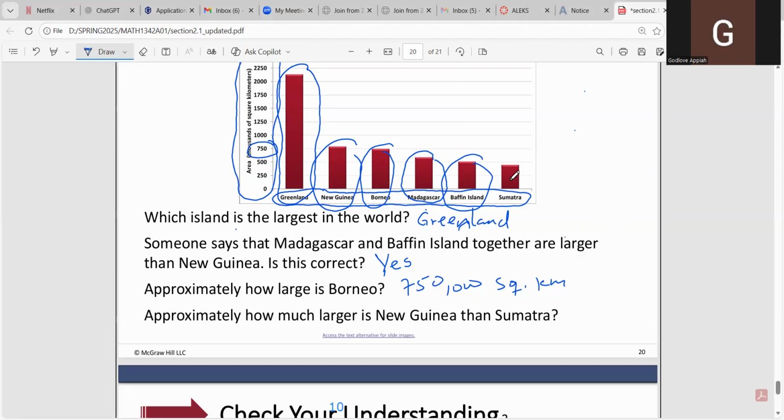So let's look at the graph. What this question is simply asking us to do is to determine the difference in the area of New Guinea and that of Sumatra. That is all we have to do. So New Guinea is right here. It is approximately 750,000 square kilometers. And Sumatra is approximately 500,000 square kilometers. So if you subtract 500 from 750, that should give us approximately 250,000 square kilometers. Does that make sense to everybody? Is that clear to everybody?